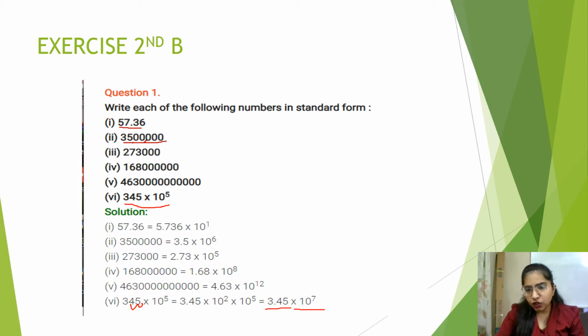After shifting the point, you have to increase the power by 2, because there is power 5 and you are shifting 2 digits to the left side. So you have to make 10 raised to power 5 as 10 raised to power 7. Clear, all of you? This is called standard form. It's too easy. Hope you got it. So coming to the next question.